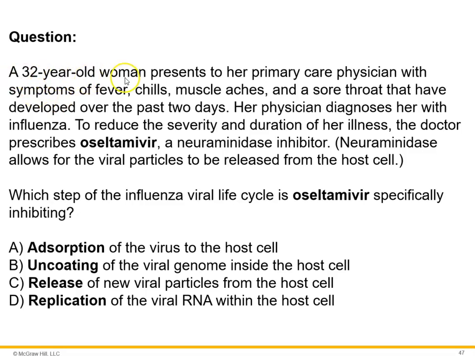A 32-year-old woman presents to her primary care physician with symptoms of fever, chills, muscle aches, and a sore throat that have developed over the past 2 days. Her physician diagnoses her with influenza. To reduce the severity and duration of her illness, the doctor prescribes oseltamivir, a neuraminidase inhibitor. Neuraminidase allows for the viral particles to be released from the host cell. Okay, notice here, we have not even been asked a question yet. So that was all background information. Here comes the actual question.